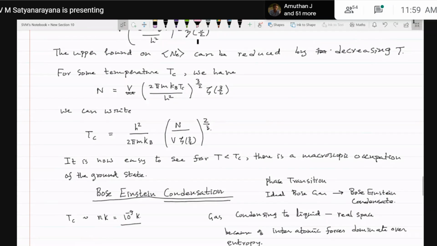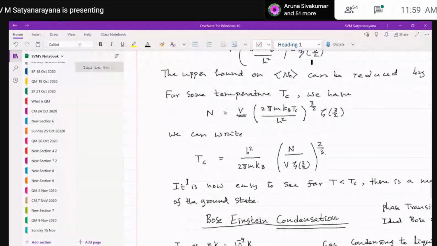So, any questions at this point? Have you understood this one?